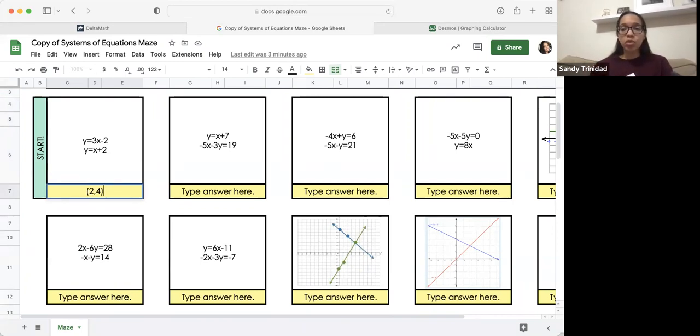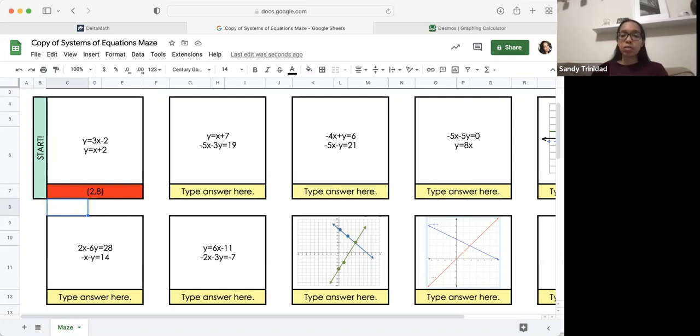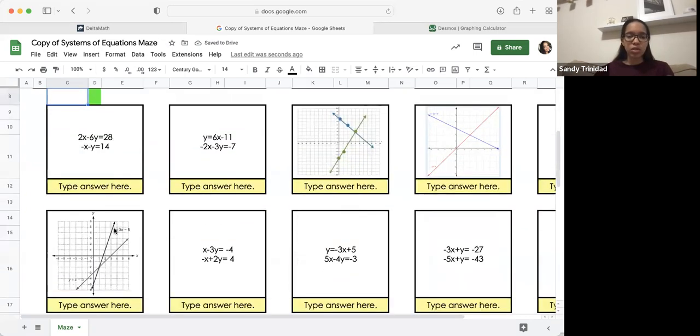Now remember to write your point using parentheses, just like you would on Delta Math or on paper. Otherwise, it would mark it incorrect. When I put in the right answer, you see that my answer turns green and it shows me which box to go to next. However, if I put in the wrong answer, let's say I put 2, 8, notice that it turns red, meaning that the answer is wrong and I don't know which box to move to next. You can move in any vertical or horizontal direction. So again, my answer here was 2, 4, because that was the point that they had in common. It turns green, and now it tells me to go on to this box next.